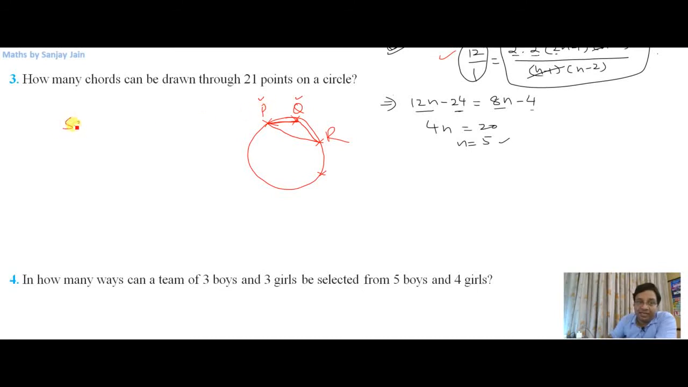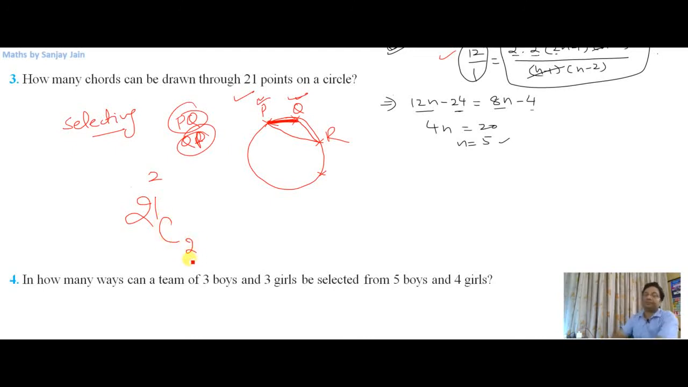But it is about selecting these points, not arranging these points, because PQ and QP are not two different chords, right? PQ or QP is one chord, that is this one. So I need to select 2 points out of these 21 points, and that will give me the number of chords, because corresponding to every 2 points I'll have a chord. So this question is the number of ways of choosing 2 points out of these 21 non-collinear points. So this will be my answer, that is 21 into 20 divided by 2 into 1, so it is 210. Okay, 210 chords will be there.